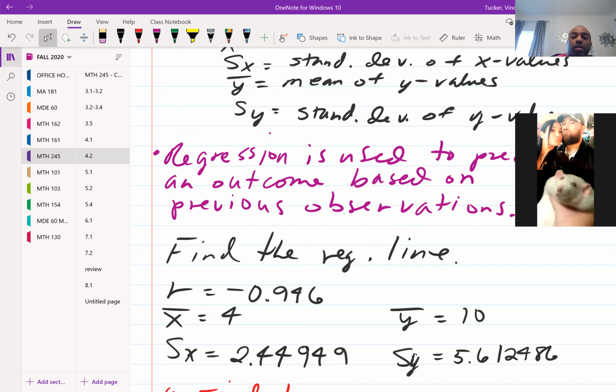All right. So let's look at the first way. This first way is going to use the formulas and the relationships that we just finished discussing. Here we have find a regression line. r, our correlation coefficient, is going to be negative 0.946. x bar is 4. s sub x is 2.44949. y bar is equal to 10. s sub y is 5.612486.